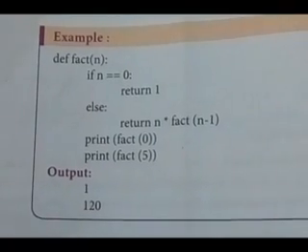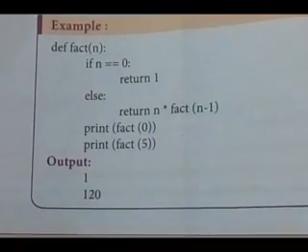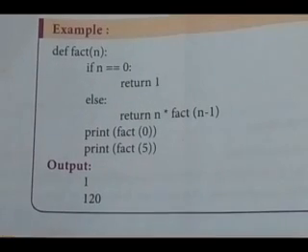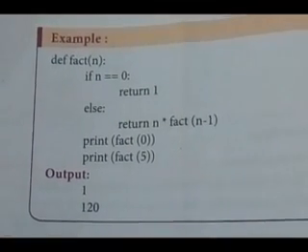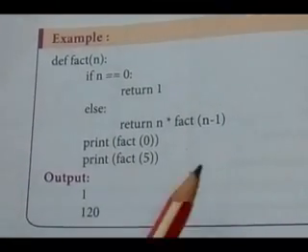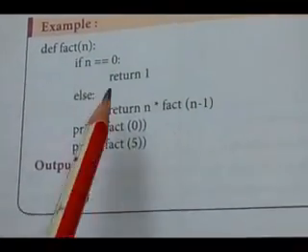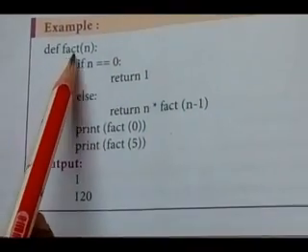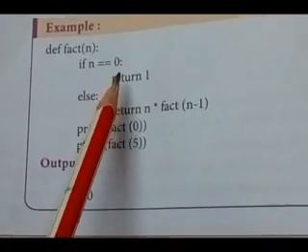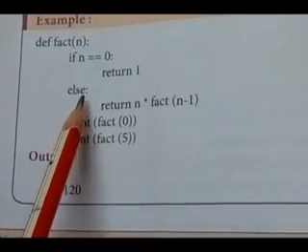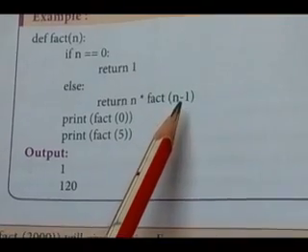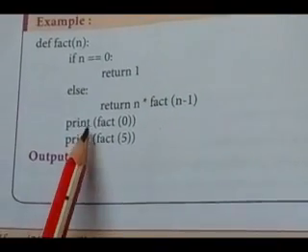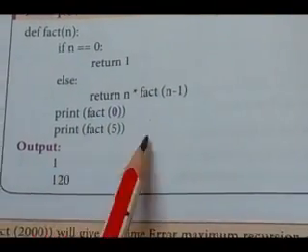Next one is recursive function. What is a recursive function? When a function calls itself, it is known as a recursive function. For this explanation, I am taking this example. def fact(n): if n == 0: return 1, else: return n * fact(n-1). print(fact(0)), print(fact(5)).